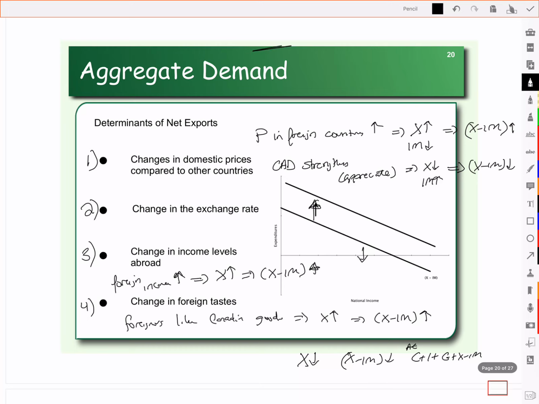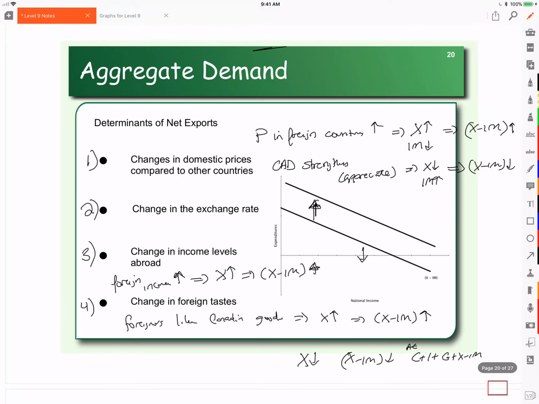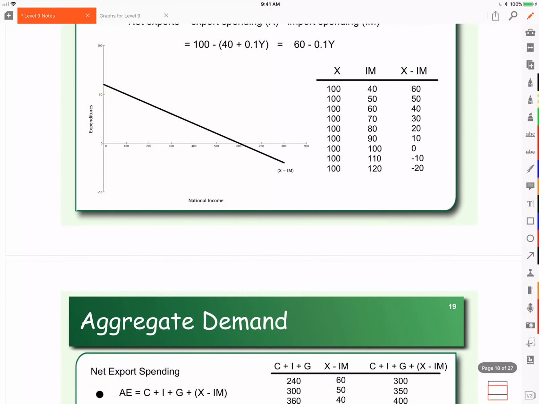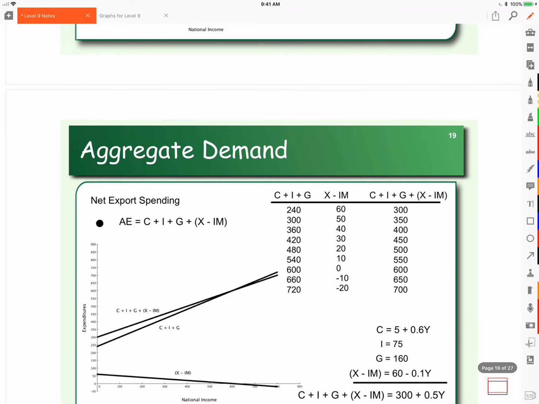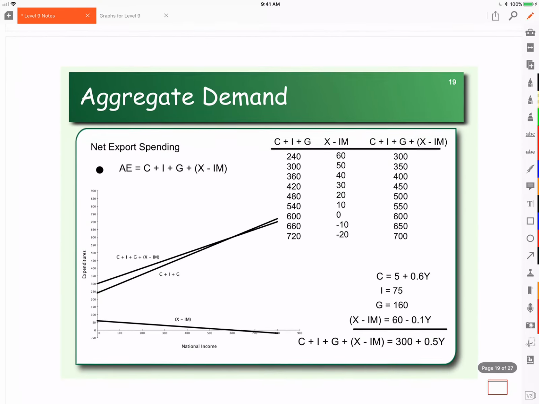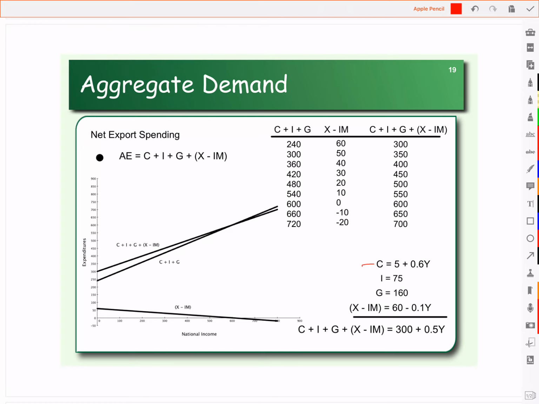All right, so we've talked about C plus I plus G plus X minus IM. We found a formula for C, a formula for I, a formula for G, and now a formula for net exports. We can then find aggregate expenditures, which is C plus I plus G plus X minus IM, by adding up the formulas. So let's add up all of the numbers that don't contain Y: 5 and 75 and 160 and 60, and we get 300.